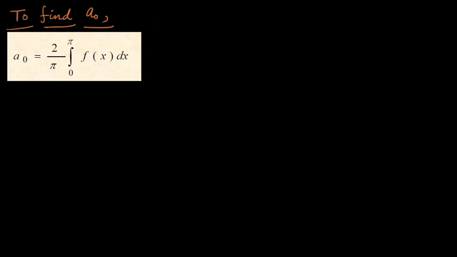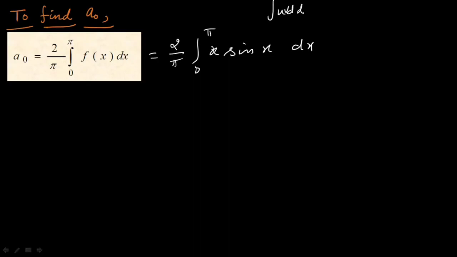For calculating a naught, first write down the formula. So now let me replace, that is 2 by pi integral 0 to pi, where f of x is x sin x dx. So this is of the form integral u v dx, isn't it? As I told you already, integral u v dx is nothing but u v1 minus u dash v2. That's all, because the next derivative of x becomes 0, so we have to stop up to this.